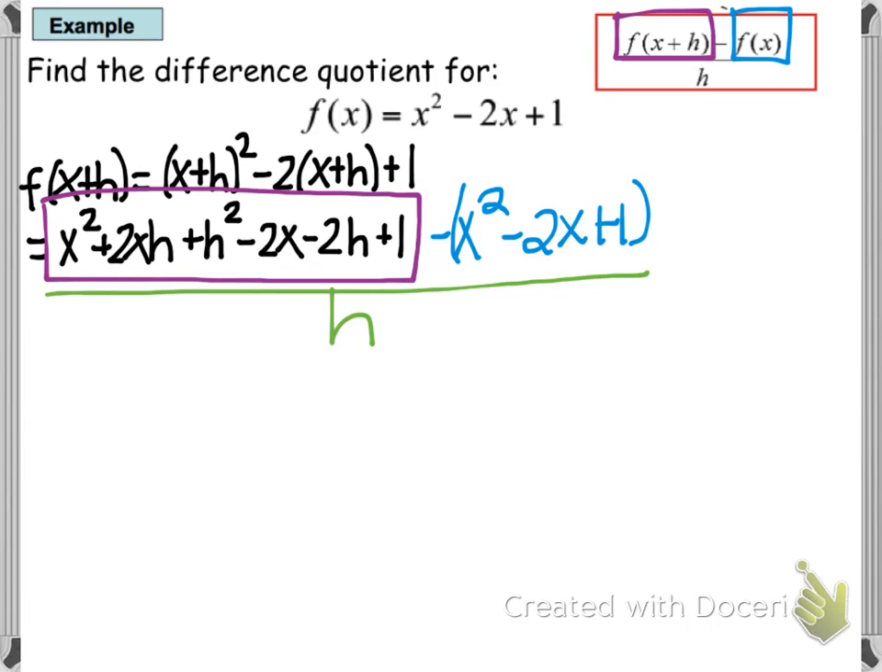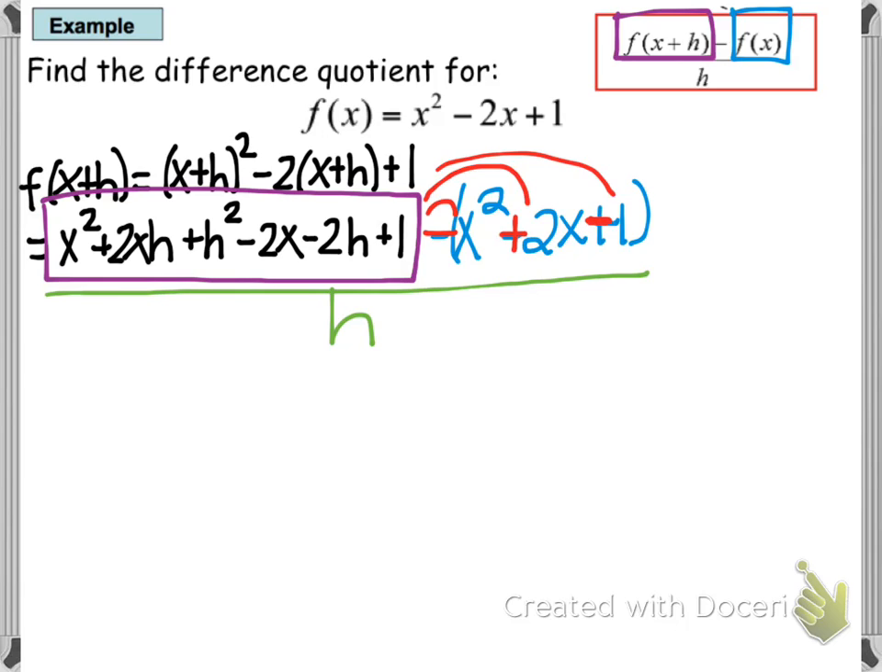To make my life a little bit easier, I'm going to distribute that negative sign, and I'm not going to rewrite all this. I'm just going to know that my x squared is going to become negative, my 2x is going to be positive, and my 1 is going to turn negative.